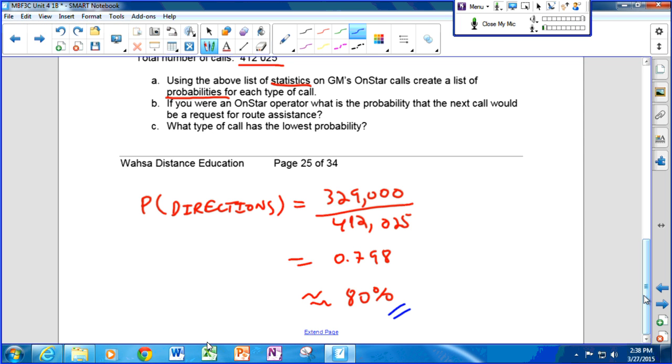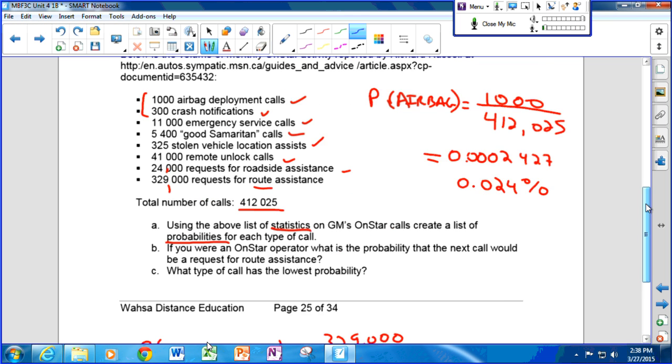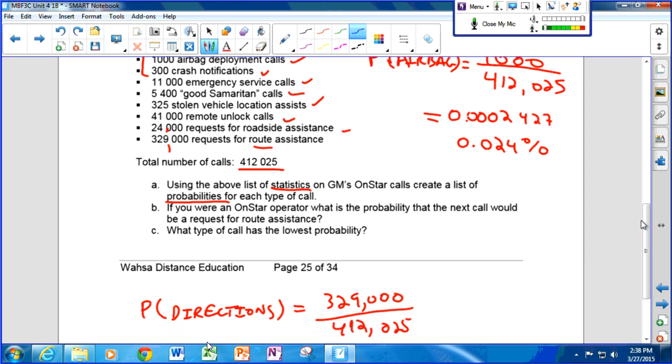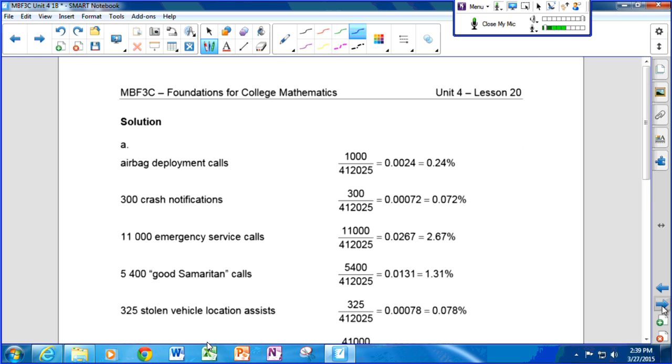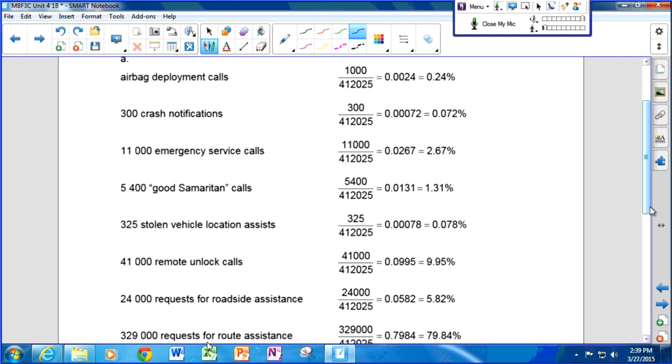Okay. Now, for our look at OnStar, we can do a few of those, right? What type of call has the lowest probability? If you were an OnStar operator, what's the probability that the next call would be a request for route assistance, which is actually, we worked it out, it's 80%. If we look at the next page, you can see that they actually have the probabilities here. So the airbag deployment's fairly low, not even 1%. Crash notification, much, much smaller.